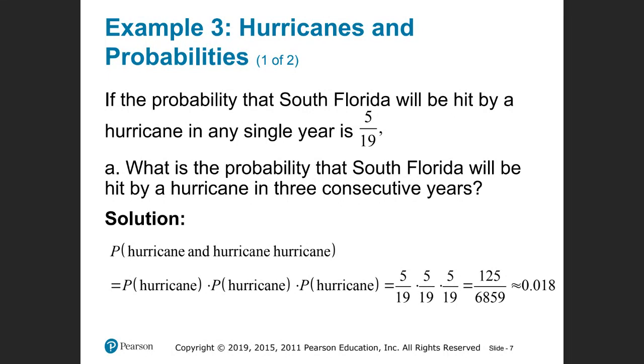Since the probability for 1 year is 5/19, we take 5/19 times 5/19 times 5/19, which is 125/6,859. Changing it to a decimal, we get approximately 0.018.